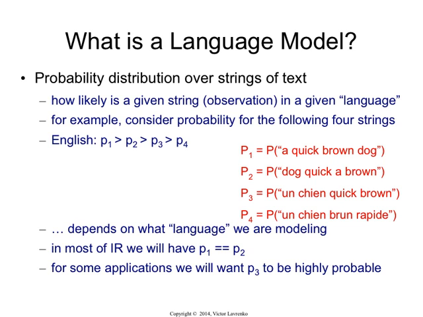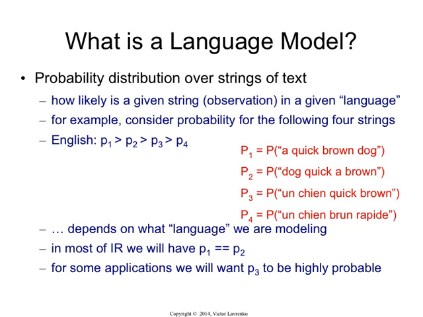So, for example, if you're working with English, and these are the 4 strings that you're concerned with, a language model would assign some probabilities to those strings. Hopefully it would assign a pretty big probability to string 1, a quick brown dog, because it's an English snippet, and it is well formed and it's grammatical. It's a kind of thing that you would expect to see in English.